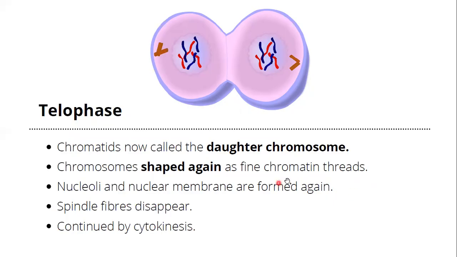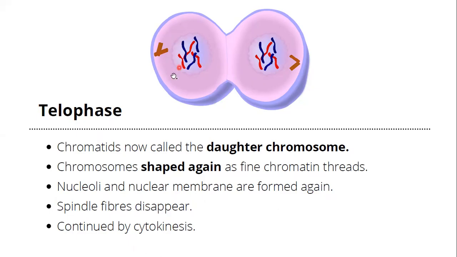Chromatin is a chromosome that can be seen, that is visible under a microscope, okay? That's the meaning of chromatin. So the nucleoli and also the nuclear membrane, remember that at prophase, they all disintegrate. Now they form again, and the spindle fibers are going to disappear. You see, there are no spindle fibers, and the nuclear membrane and the nucleolus are going to start to form back. And then telophase ends and continues with cytokinesis.